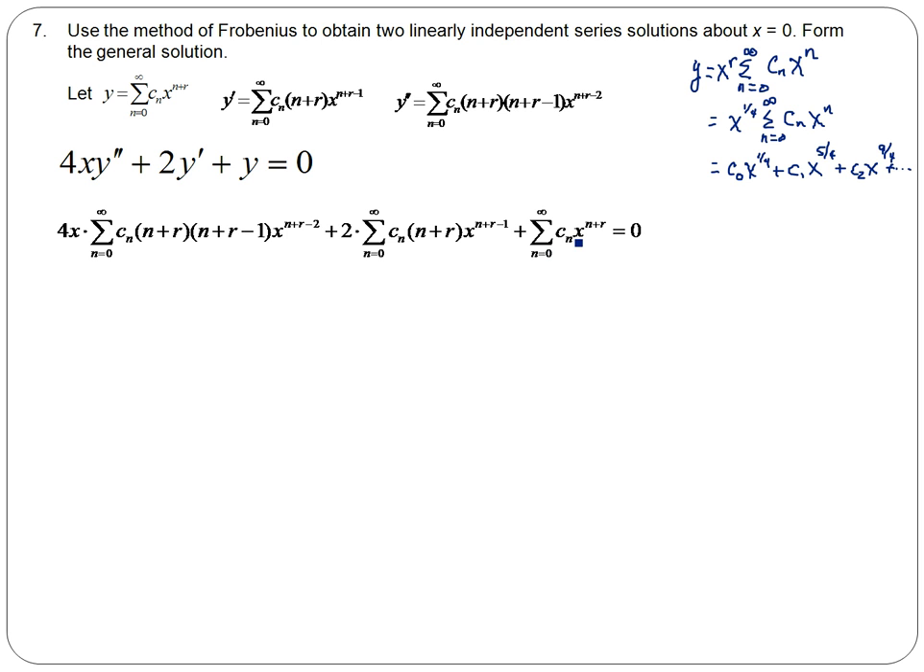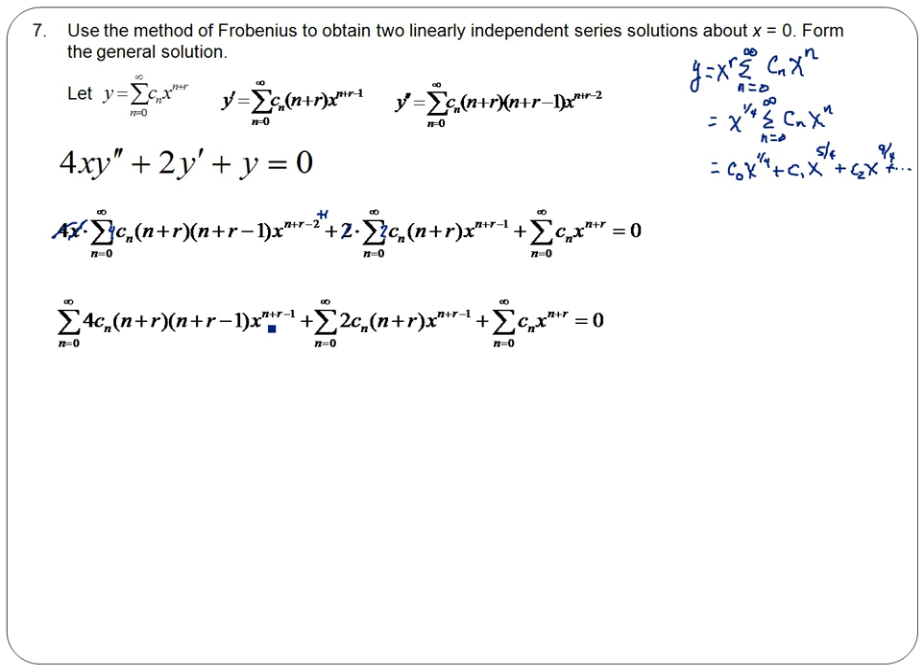And we want to do the same thing that we did in the previous case. If we have any x's outside of the summations, we want to bring those x's inside. In this case, I have x to the first outside, so bringing that inside will add 1 to my power of x. It'll make this n plus r minus 1. And the 4 can also be brought inside. This 2 can be brought inside. That's what I did here.